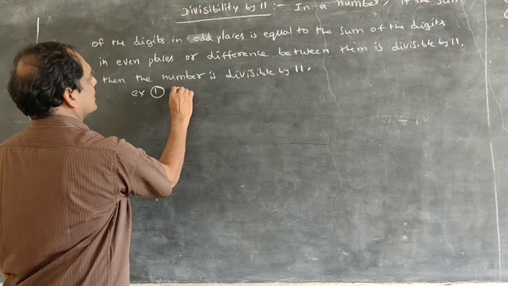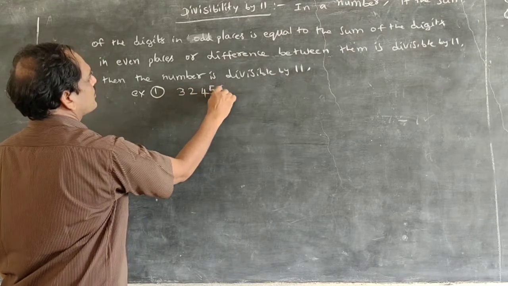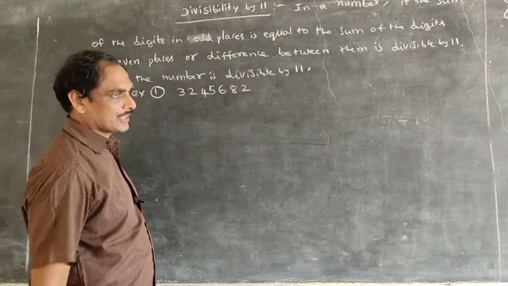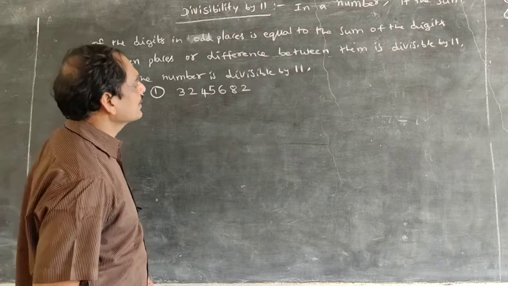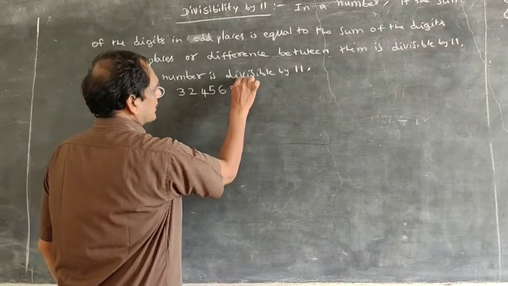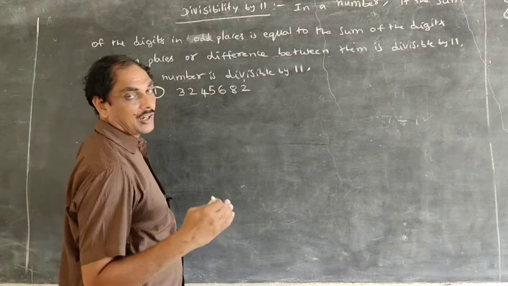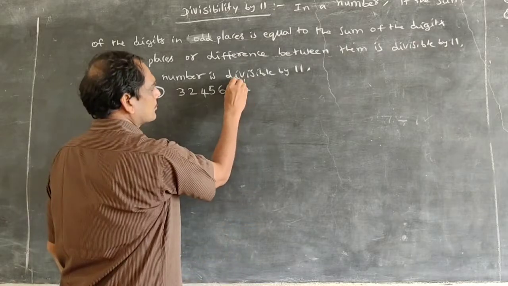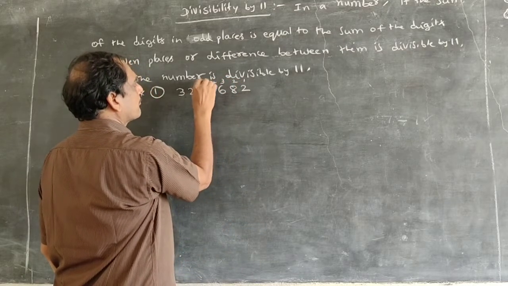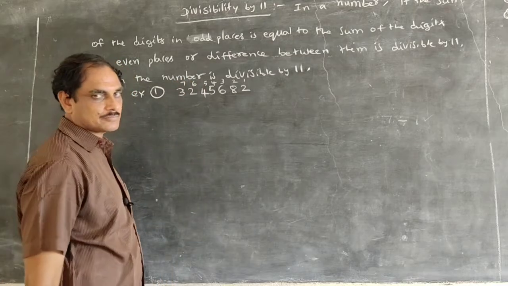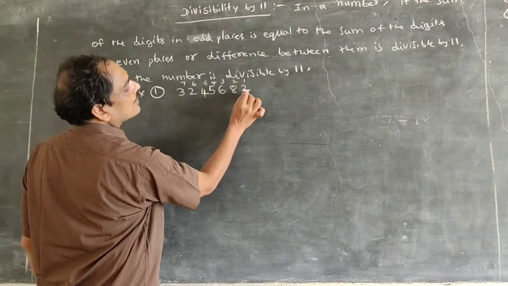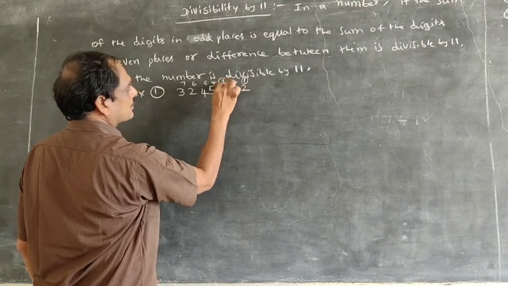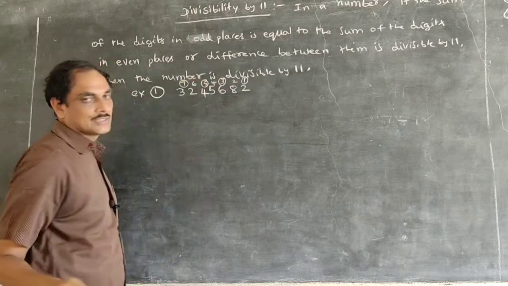Example 1 is 3,245,682. This is the biggest number. Now we are going to check whether it is divisible by 11 or not. First we take the odd places and even places from the right side of the number. 1, 2, 3, 4, 5, 6, 7. The first place is odd. Odd places are 1, 3, 5, 7.